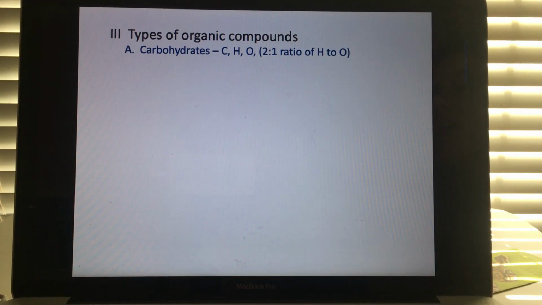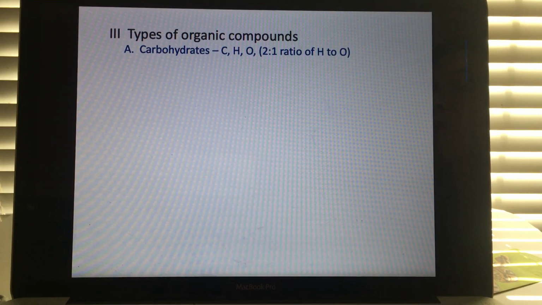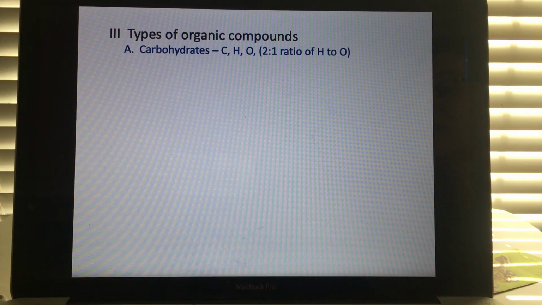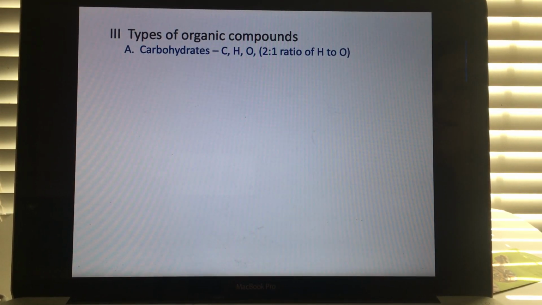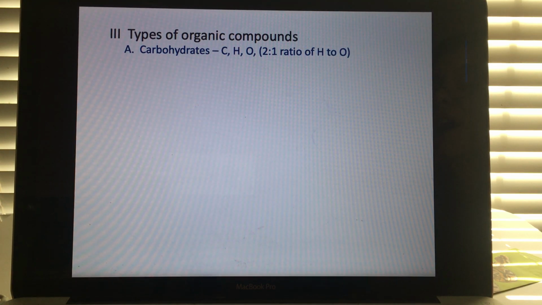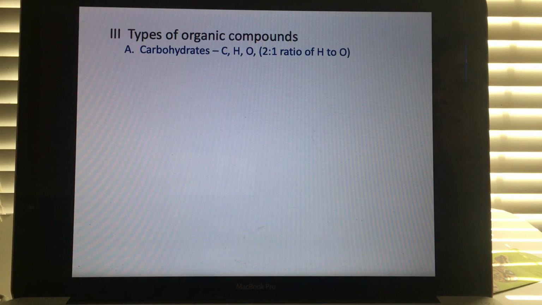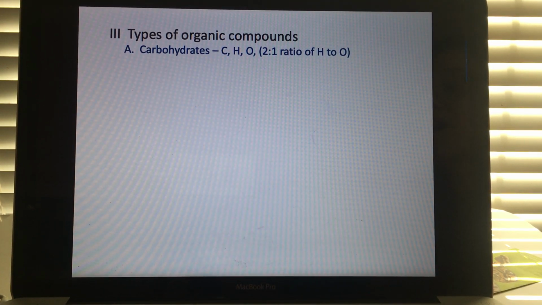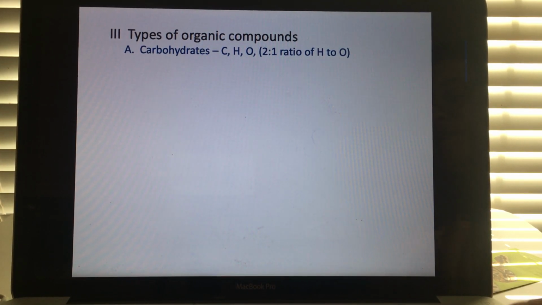But there's a reason why it's called a carbohydrate. It's basically carbon, and then the hydrate is a reference to the hydrogen and oxygen in the same ratio that water is. And you know if something is dehydrated, it doesn't have enough water. And if you hydrate something, you add water.